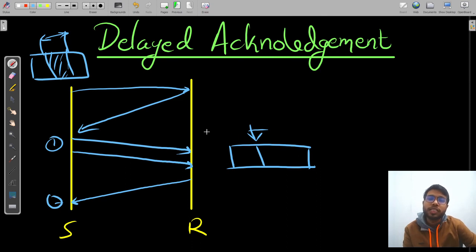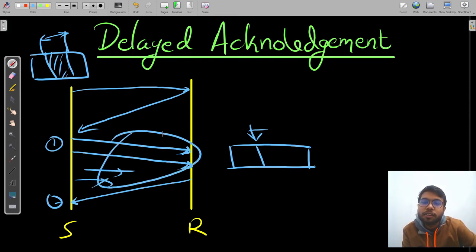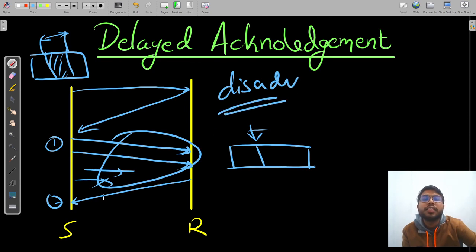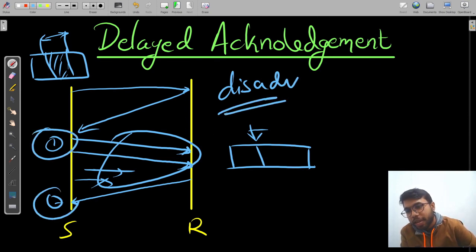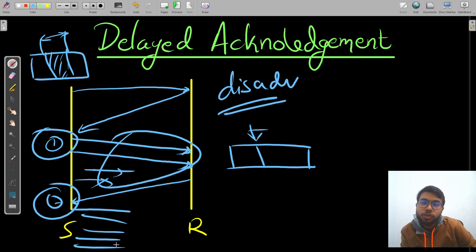This comes with the advantage that I do not have to give an acknowledgement for each segment and whatever else is in between. I can give a cumulative acknowledgement that says I have received all of this. But there also is a disadvantage: if my timer expires, the sender is going to send everything again. A lot of clutter, we don't want this.